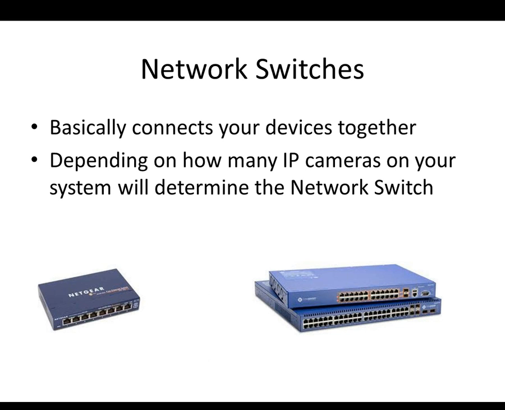They all connect using network switches. Basically what it does is provides a way for all your devices to communicate with each other. So depending on how many IP cameras are on your system will determine the network switch. So you can have an 8-port switch for 6 or 7 cameras, or if you have a more robust system with 48 cameras, you can go with the 48-port switch.